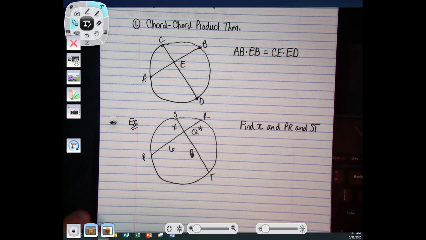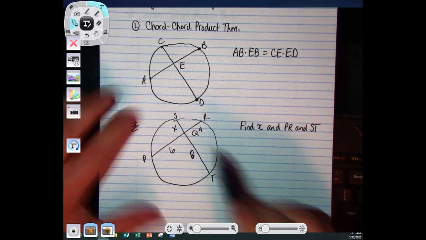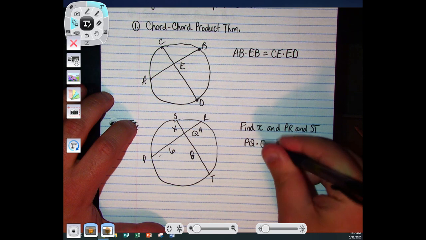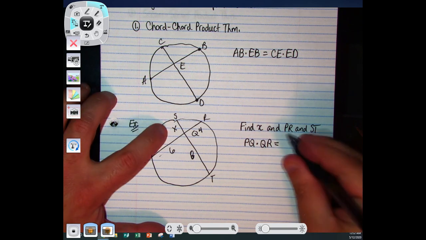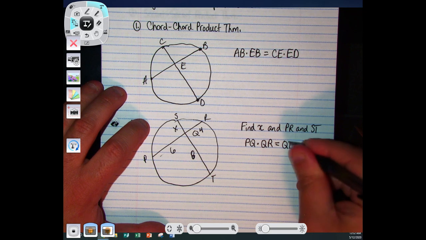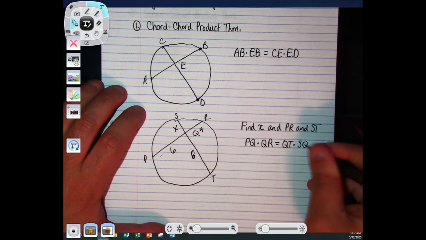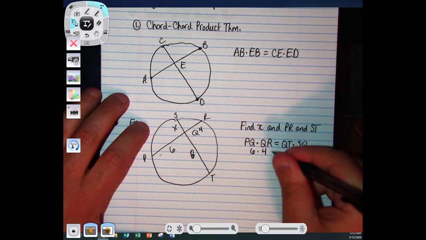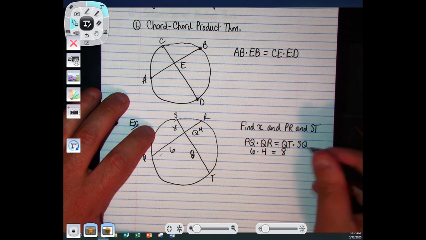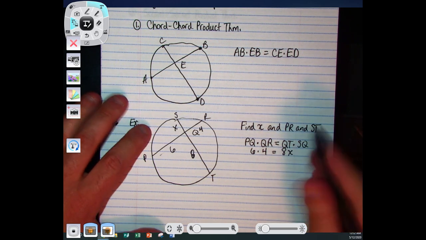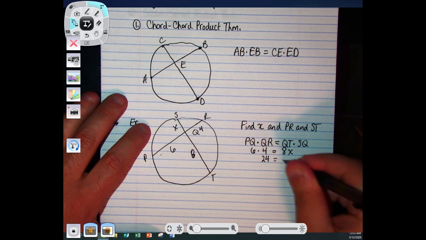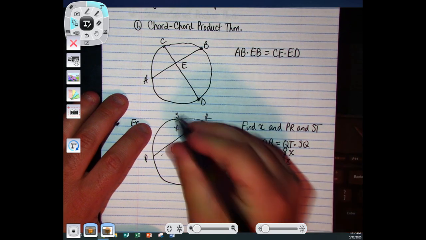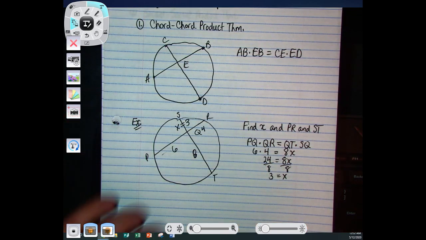To set this up, we take the length of PQ times the length of QR and set that equal to the length of QT times the length of SQ. We know that PQ is 6, QR is 4, QT is 8, and SQ is X. So we multiply. 6 times 4 is 24. We divide both sides by 8, and we get 3 is equal to X. So the length of SQ is equal to 3.